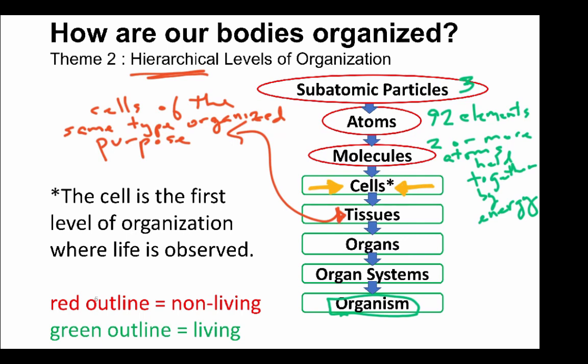Tissues can be organized into organs, right? So an organ is two or more tissues organized for a common purpose. And then an organ system is two or more organs, you guessed it, that are organized for a common purpose.